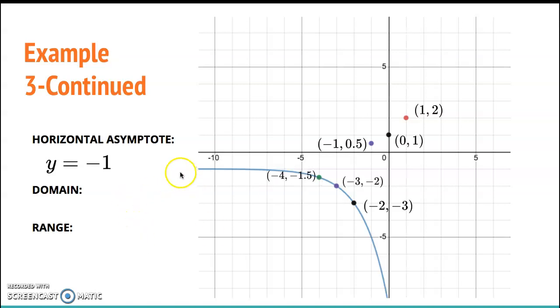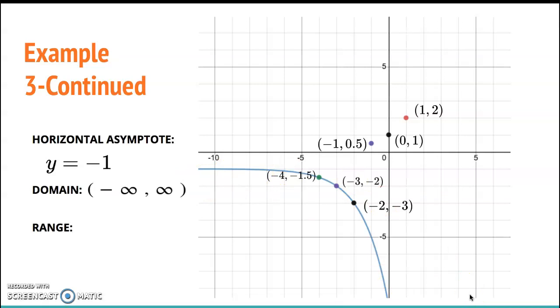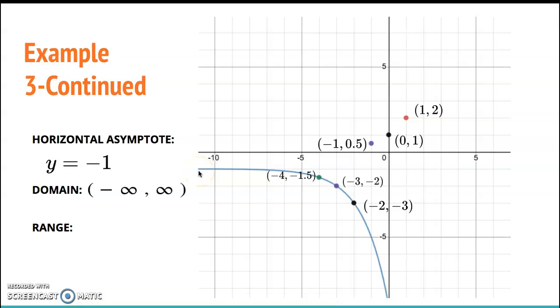The domain, it's never stopping left to right. So we have all real numbers, or -infinity to +infinity in interval notation. And the range, because it was reflected, the lowest it's going is -infinity. And as I move up, I'm going to get closer to that horizontal asymptote of -1 without actually reaching it. So it's going to be -infinity to -1.